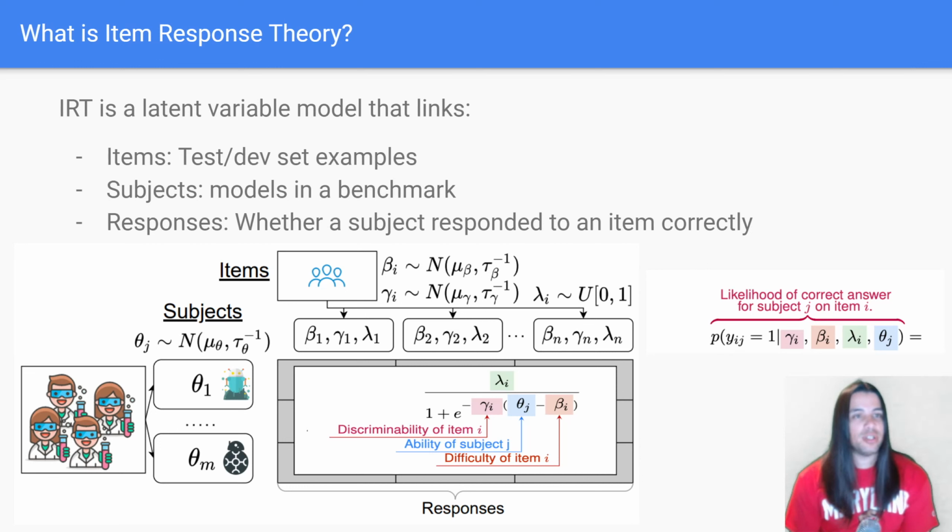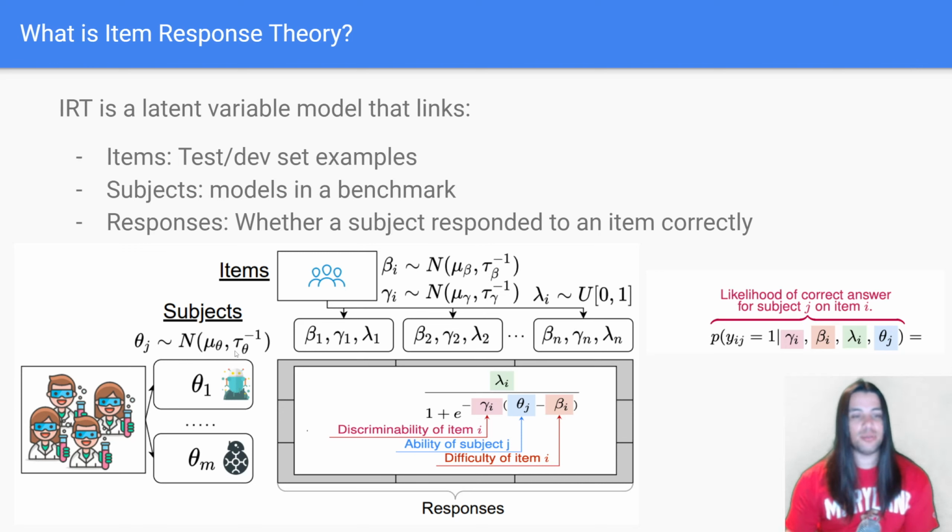Next, I'll talk about what is item response theory. So IRT is a latent variable model that links these three things. First, items, which are test or dev set examples. Subjects, which are, in this case, models in a benchmark. So all these other little robots here, that's what these represent. And responses, which is whether a subject responded to an item correctly.